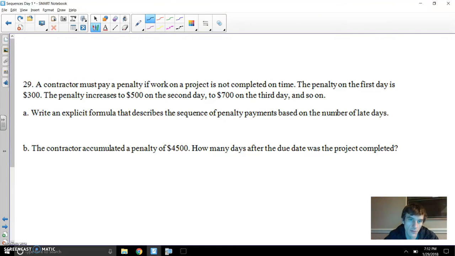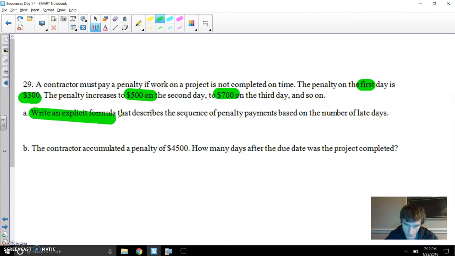And then, of course, we talked a little bit about this one right before class ended. I'm reading through this. Basically, the first day, you have a $300 penalty for not finishing a job on time, basically like a construction job or anything that has to do with like a contract. And then we also have that increasing $500 on the second day, $700 on the third day. So let's try to write an explicit formula for that describes basically a way to calculate based on any number of days.